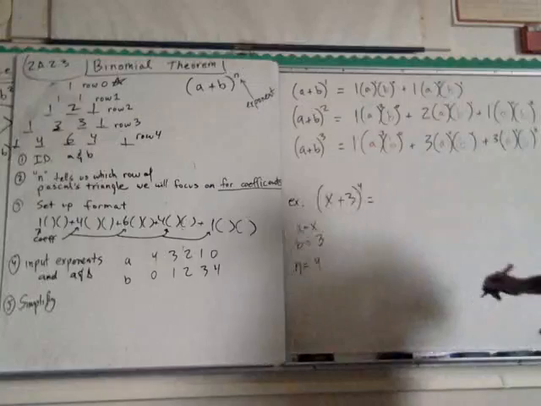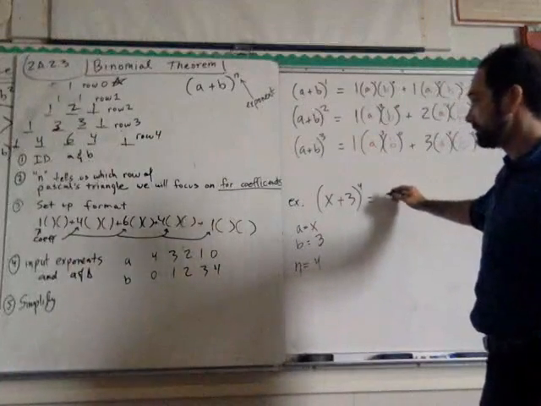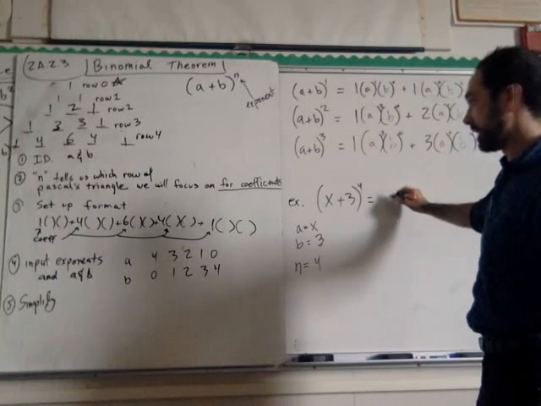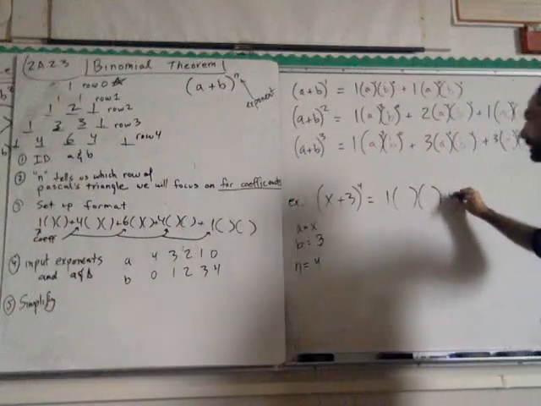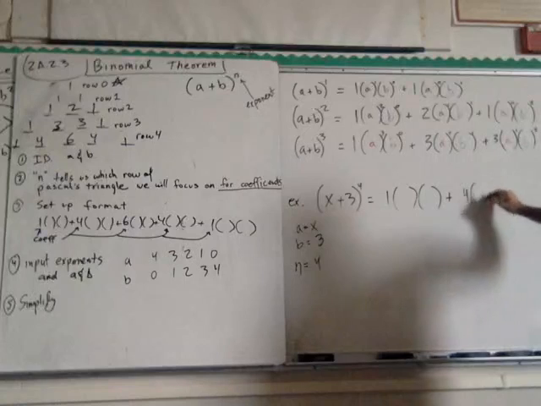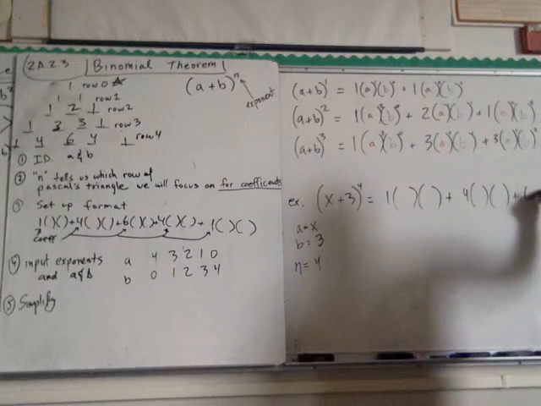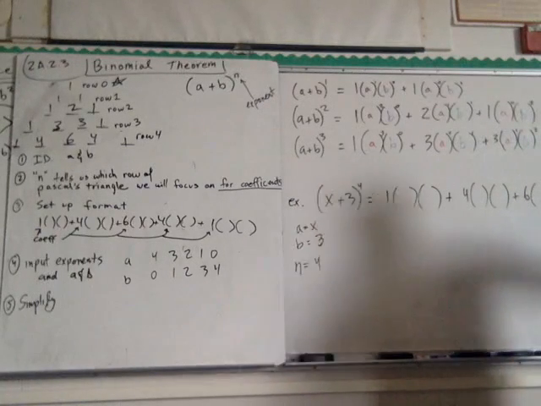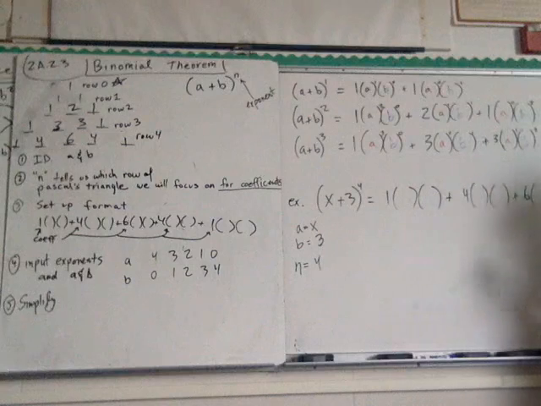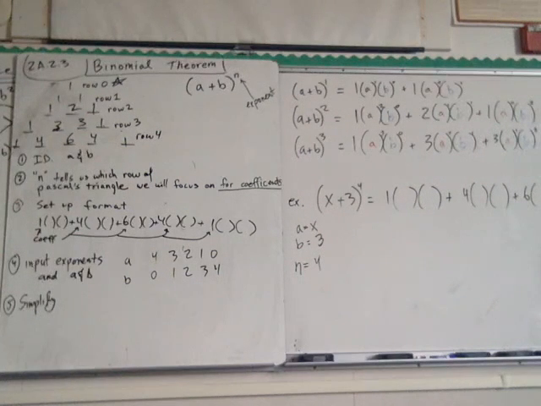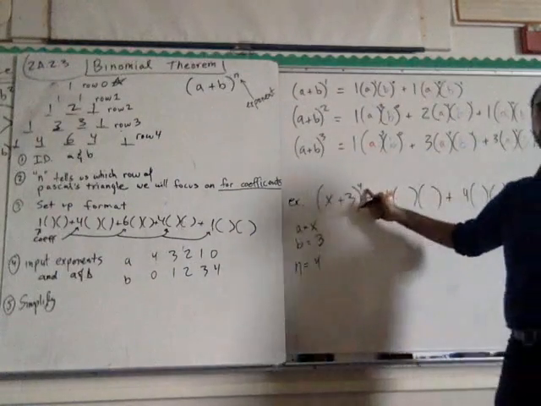Okay. So let's go ahead and set this up. We're going to use a lot of room here. We're going to have a 1 plus 4 plus 6. Leave room for A and B to put in each. 4 plus 1. Now again, we're going to set this all up before we input the A and the B. And that is the same format. It'll be set up for any binomial that's raised to the fourth power.